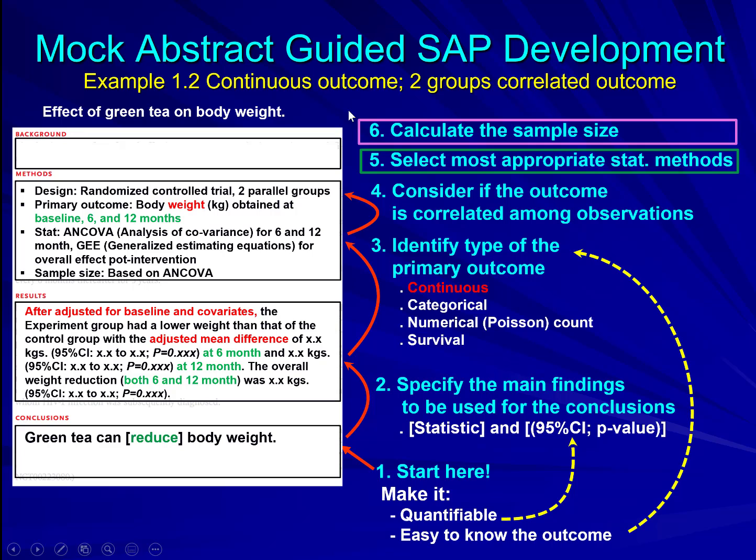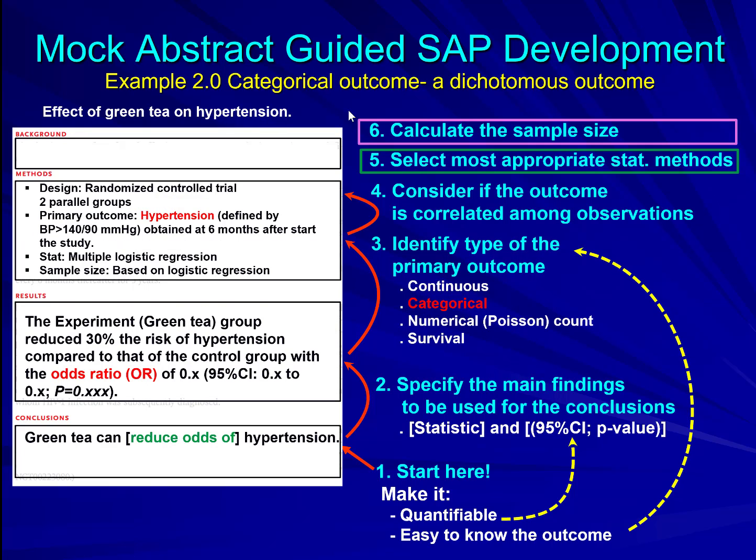Okay, we finished the continuous outcome. Next, the categorical outcome. In fact, there are 3 types of categorical outcome. One is the dichotomous, which I put as the example here. Second is the polytomous, more than 2 possible ways. And another is ordinal, which has more than 2 groups and can be ranked.